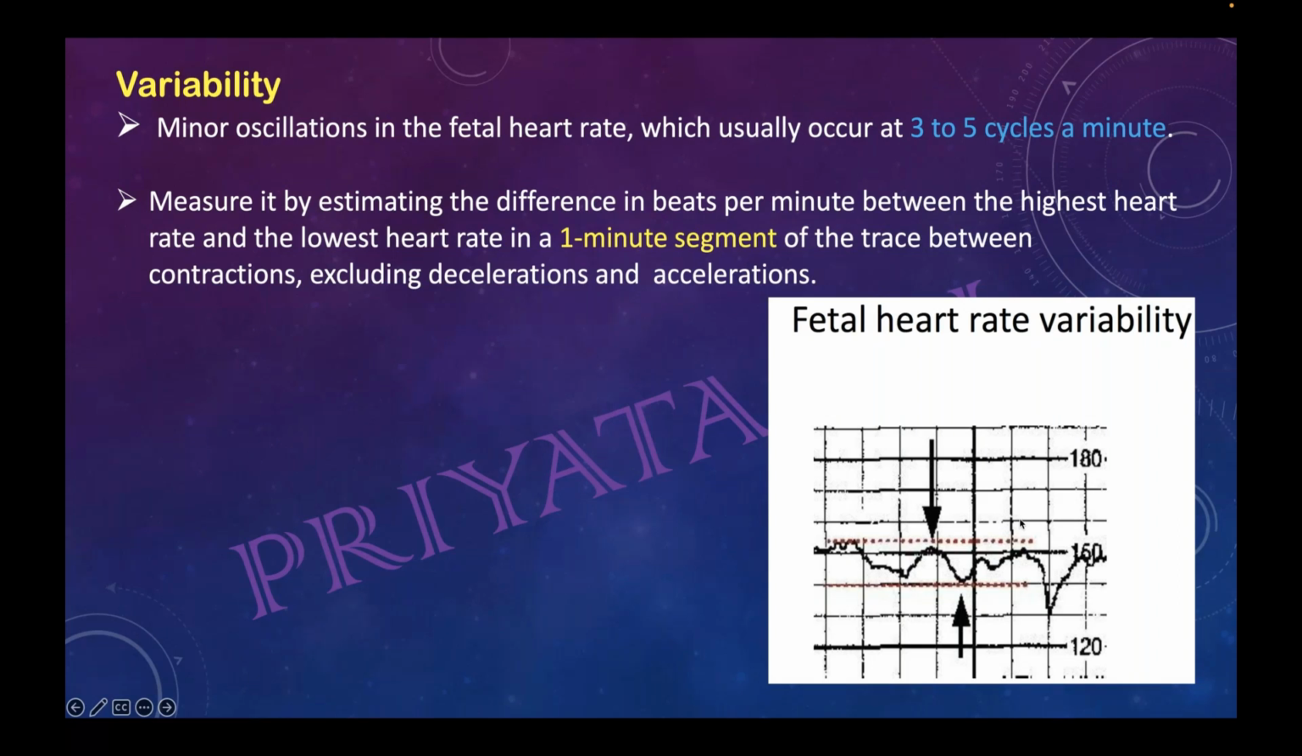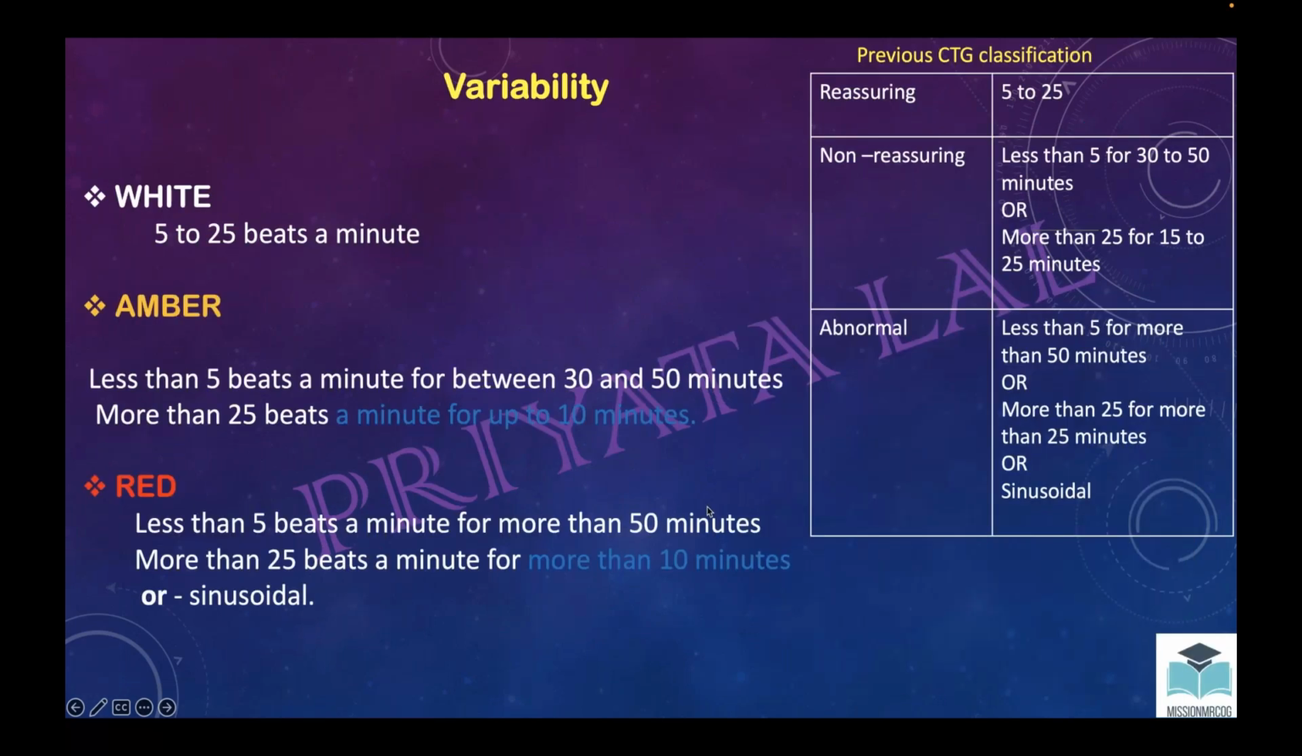Now this is the color code for variability. 5 to 25, we are very happy, white. Less than 5 for 30 to 50. More than 25 for 10 minutes. So this has been again changed. In the previous guideline, for more than 25, they had put the category 15 to 25. Now they have reduced it to 10 minutes. So part 2 people, you will get question from this line.